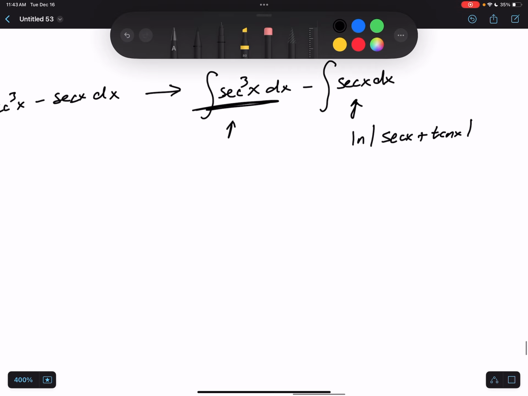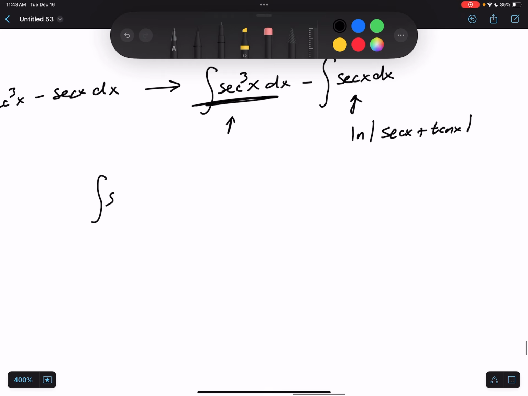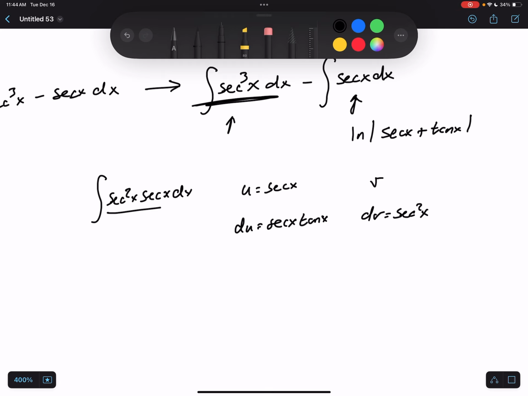We'll rewrite that one as the integral of secant squared x times secant x dx. And now we'll perform an integration by parts. We'll do that by letting u equal secant x. The derivative of u in that case is secant x tangent x. We'll let dv equal secant squared x, and we'll integrate that to get v equals tangent x. And now, with integration by parts, we'll go across the top and then down over.